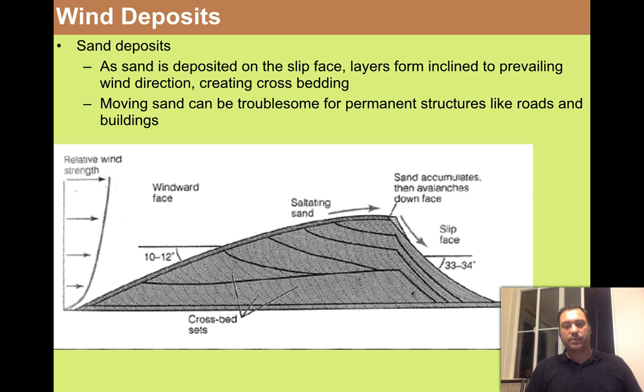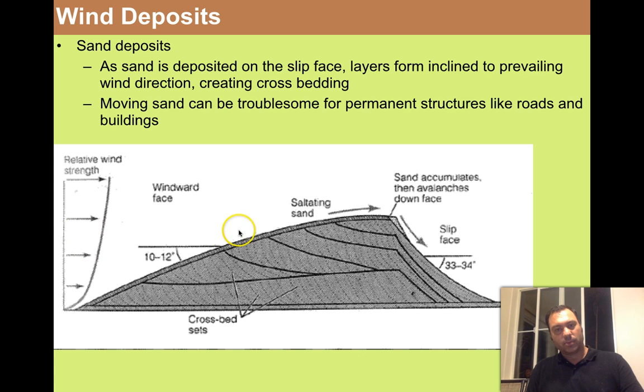So here's the structure of a typical dune then. As sand is deposited on the slip face, layers form inclined to prevailing wind direction, creating cross-bedding. Here we see relative wind strength. It's lower here than it is up here at the top of the dune because there's friction with the earth, of course. So here's the windward face.